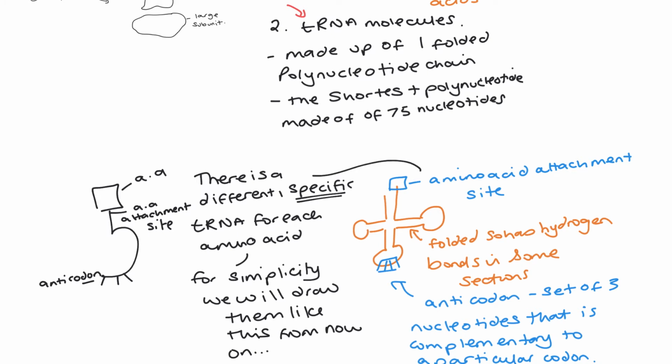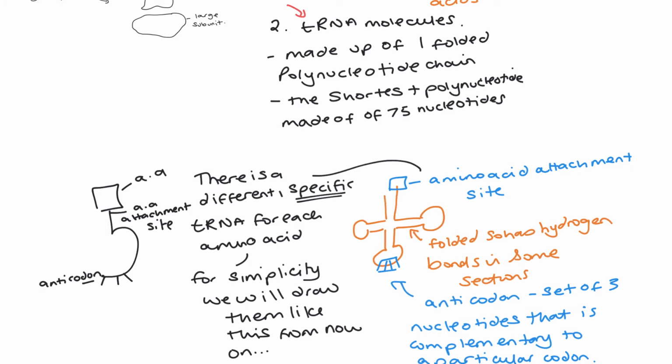A couple of key things to note about this tRNA molecule. We can see here that it's made up of one folded polynucleotide chain, and it's the shortest of the polynucleotide chains, made up of 75 nucleotides. Now it's a single chain, but it's folded, so it does contain hydrogen bonds.